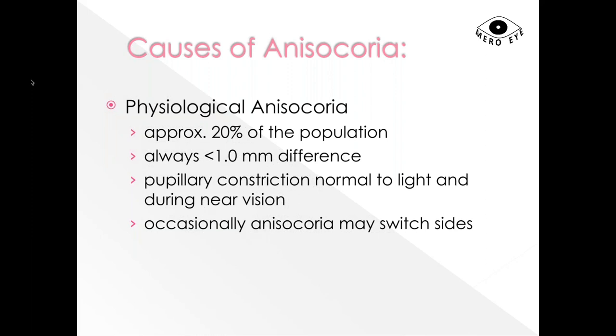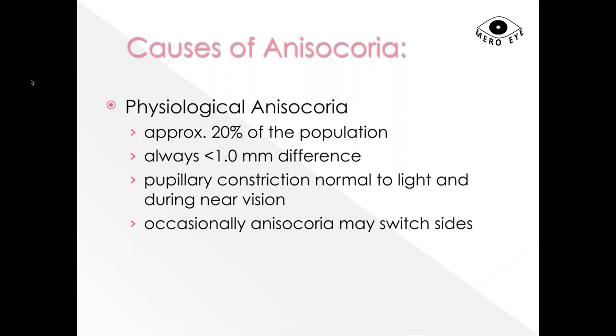So what is physiological anisocoria? The physiological, as the name suggests, is a normal variation and it is not associated with any pathology in the body. It is present in around 20% of the population. And when there is physiological anisocoria, usually the difference between the size of the two pupils is less than 1 millimeter. The pupillary constriction is normal to light, and it also constricts during near vision.